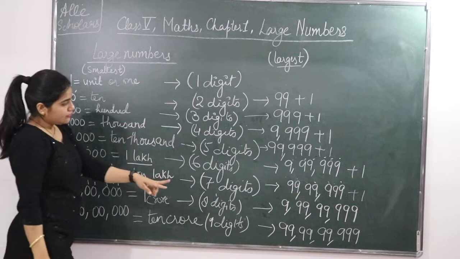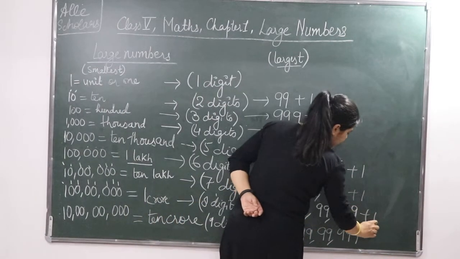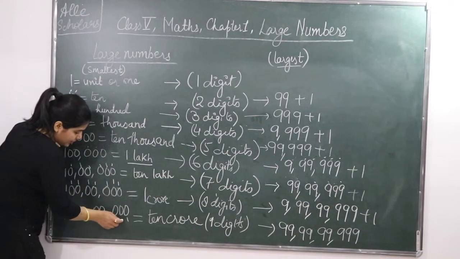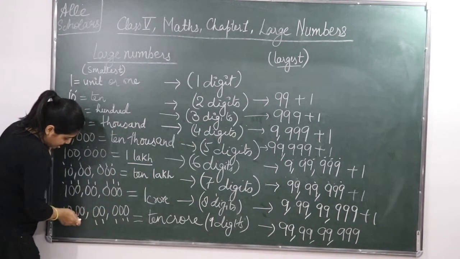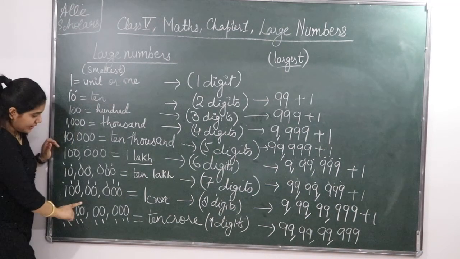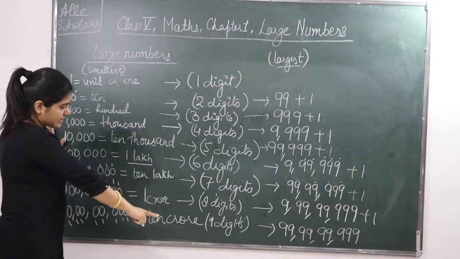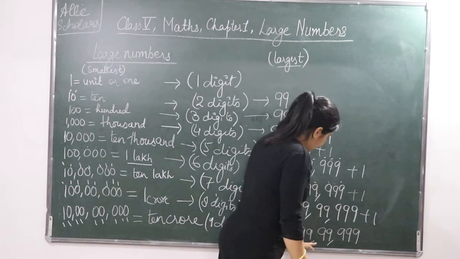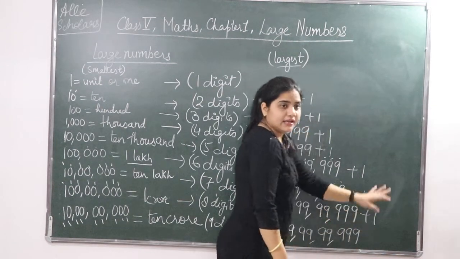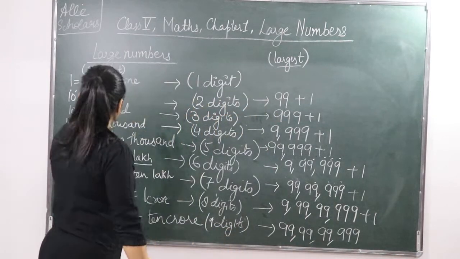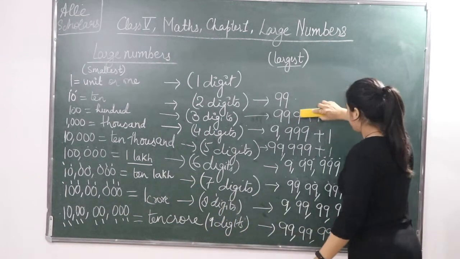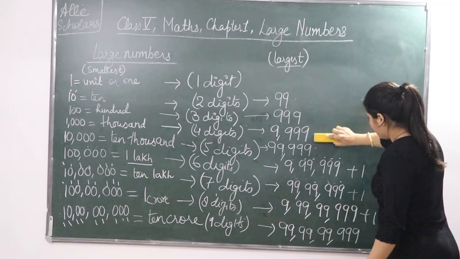And the largest 8 digit number will be 9,99,99,999. Similarly, again if you do plus 1, what will you get? You will get 10 crores. Let's count it: unit, 10, 100, 1000, 10,000, lakh, 10 lakh, crore and 10 crores. Okay, 9 digit number. So the largest 9 digit number will be 99 crore, 99 lakh, 99,999. Okay? So I hope the smallest number and the largest number of each digit count is very clear to you.